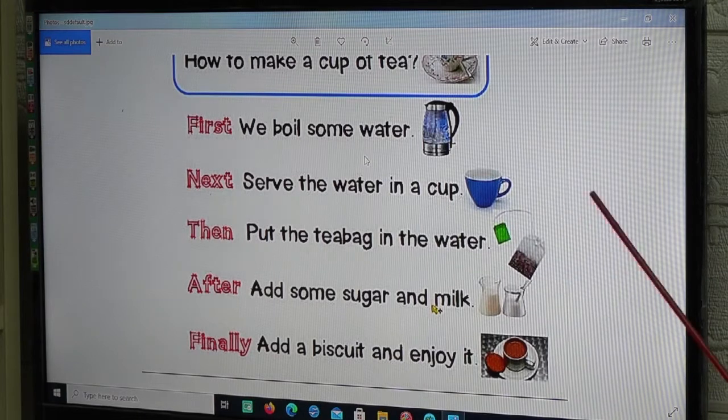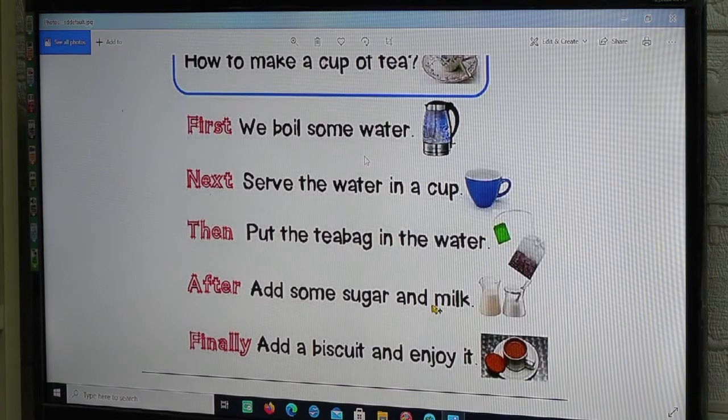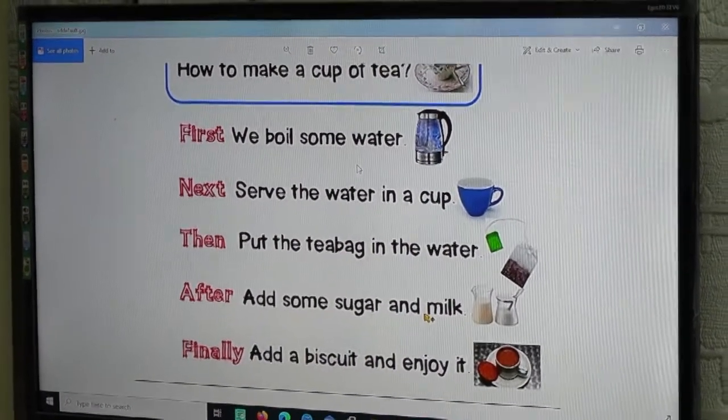So we will be doing something similar to this. Instead of making a cup of tea, we will be making a cup of coffee. Amazing, right? So let's go to page 29 of our workbook. Page 29, everybody.